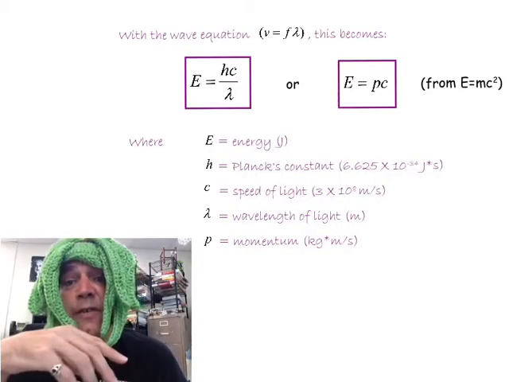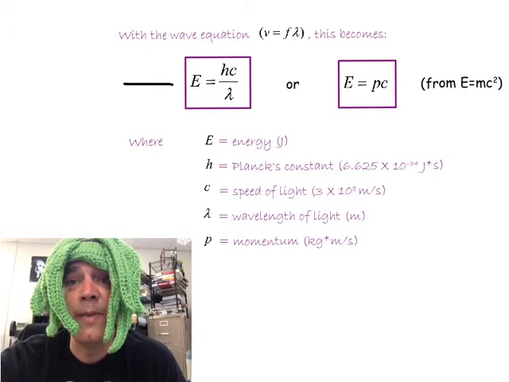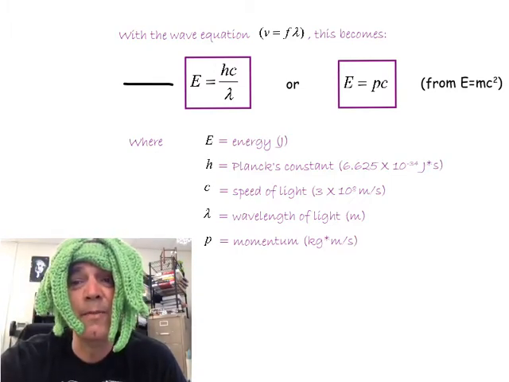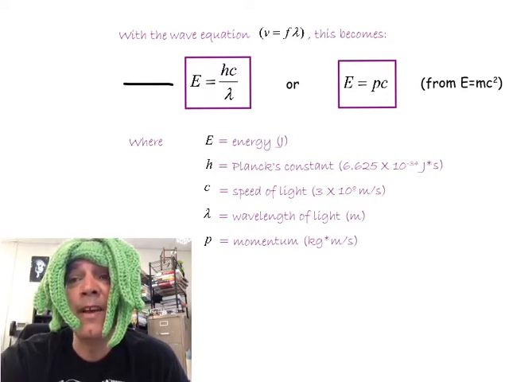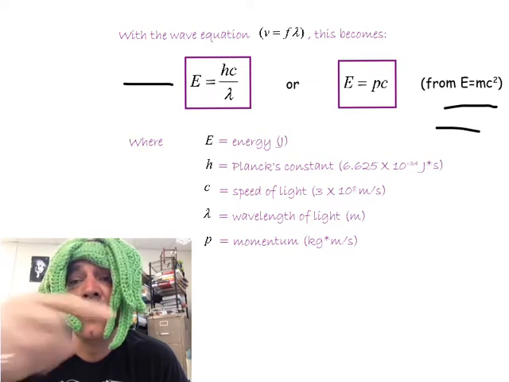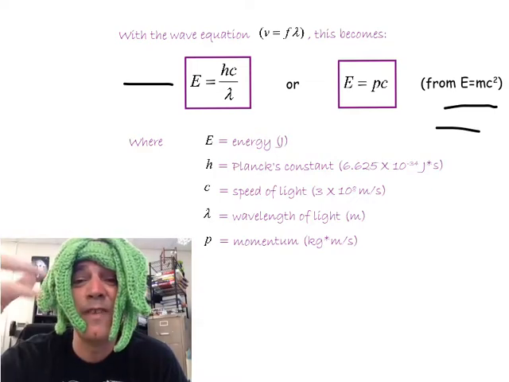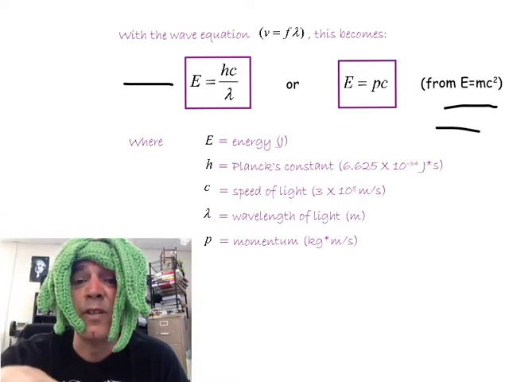Here's two other versions of our quantized energy formula. If we plug velocity equals frequency times wavelength into our equation, we get this one right here, energy equals hc over wavelength. And we use that one a lot when we're doing problems, sometimes hf, but a lot of times this one. And then we can combine it with E equals mc squared to get E equals the momentum times the speed of light also.